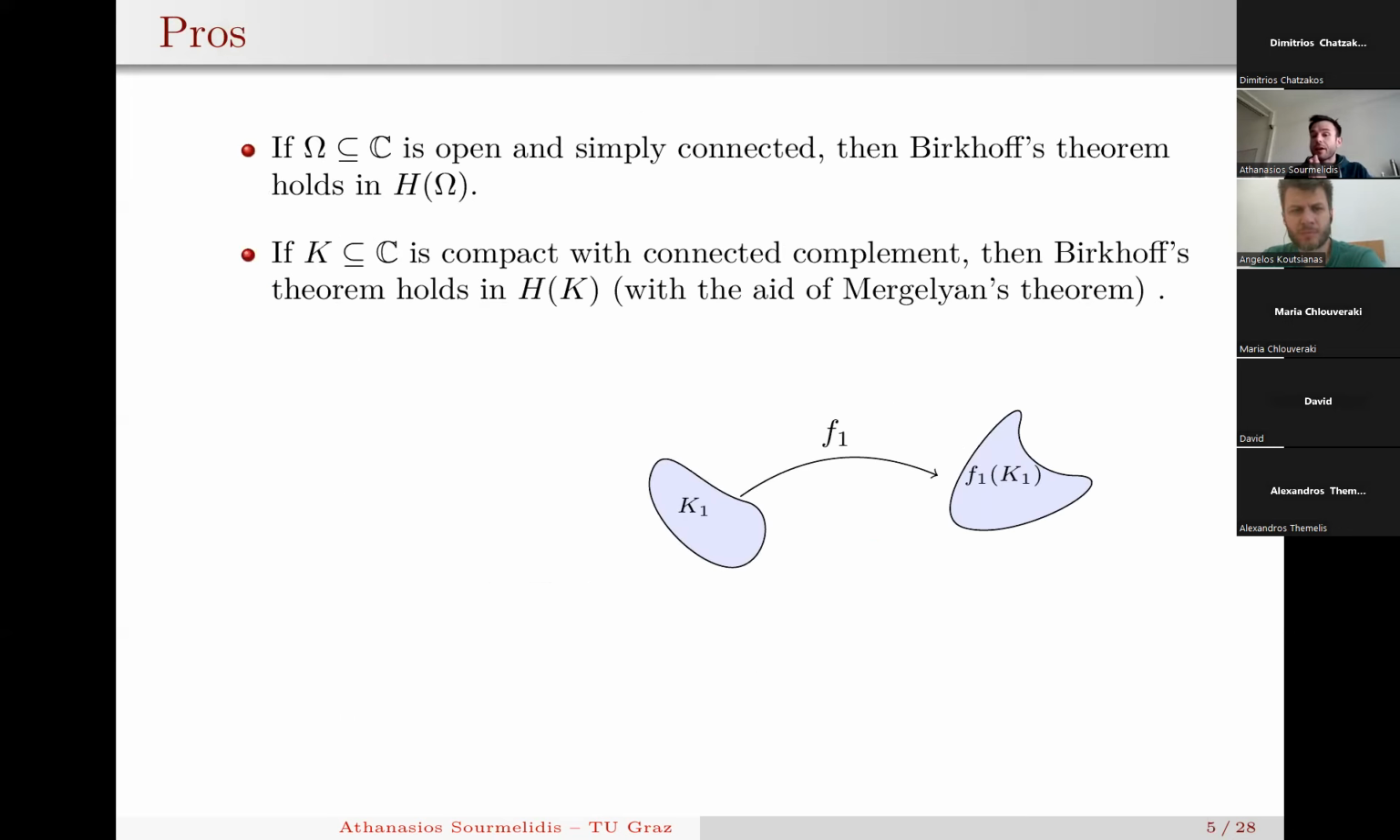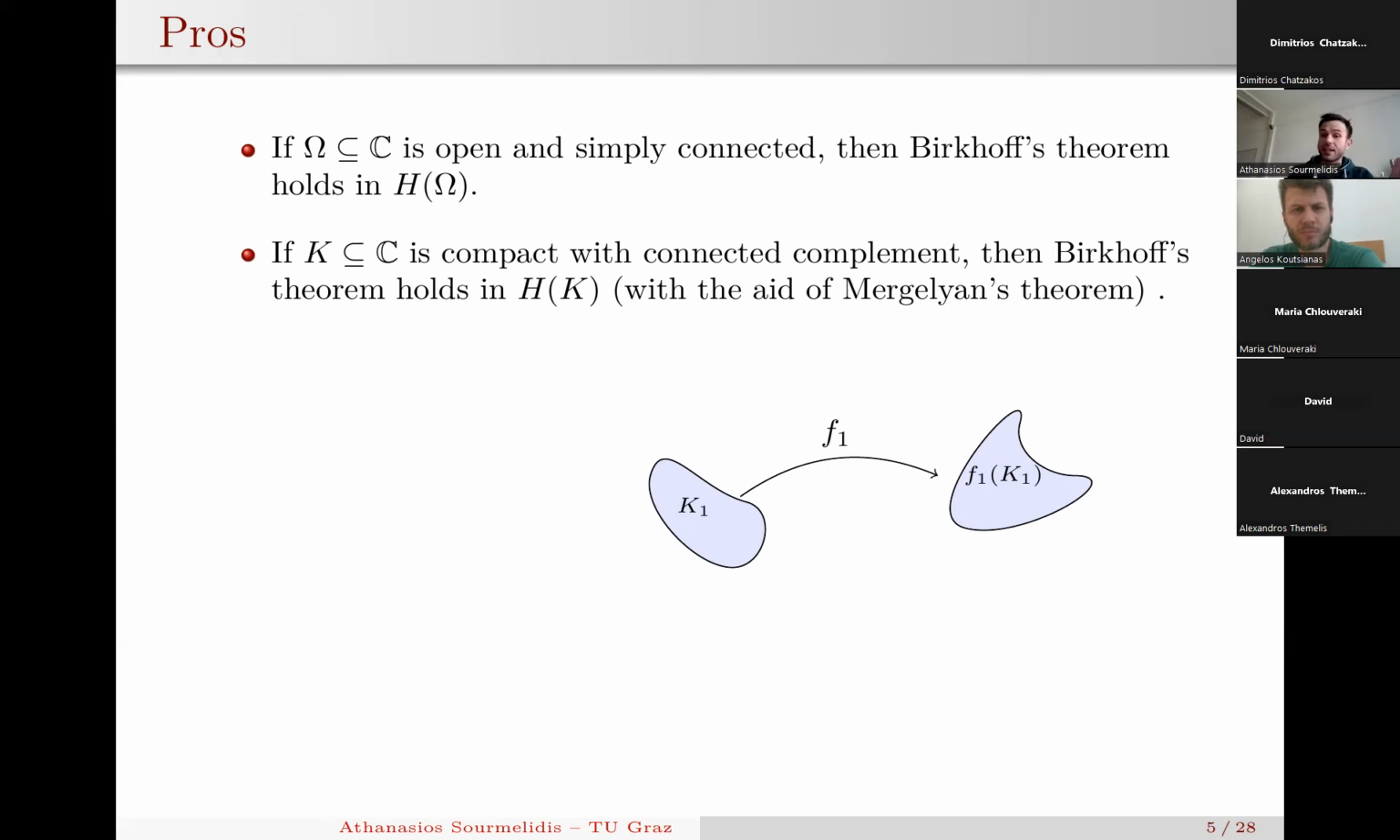Basically, if you have a domain, an open set of the complex plane without holes, and you define the functions that are holomorphic in this open set, then this is again a Banach space, or a Fréchet space, to be honest, and you can still show that there is such a function inside the space whose orbit, the continuous orbit or the discrete orbit, is dense in the space. And using Mergelian's theorem, you can even reduce it to the space of continuous functions on a compact set K with connected complement, which are also analytic in its interior.